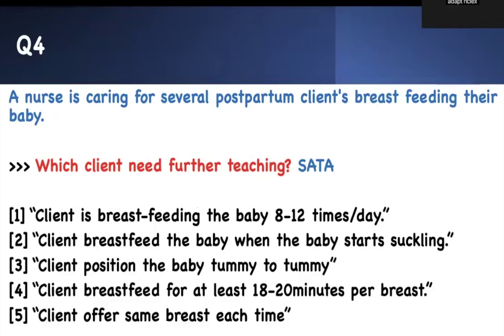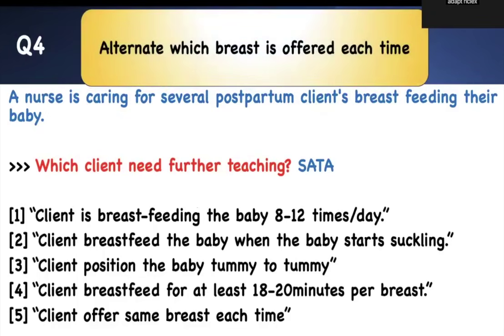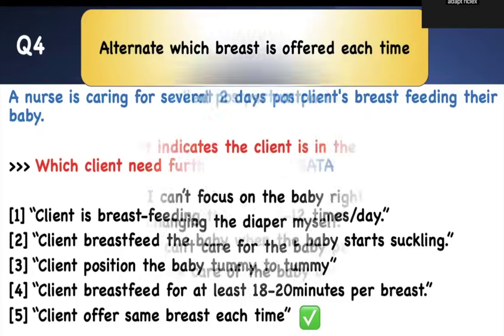If you calculate 24 divided by 12, that means at least every 2 hours. So every 2 to 3 hours you should be feeding the baby, and you should give it on demand. When they start suckling, you should give it to them. It has to be tummy to tummy. And if you don't give 18 to 20 minutes per breast, you should offer different breasts all the time. This allows the breast not to engorge, allows them to get all the feeding they need as much as possible, and prevents infection. So the only answer choice is number 5.